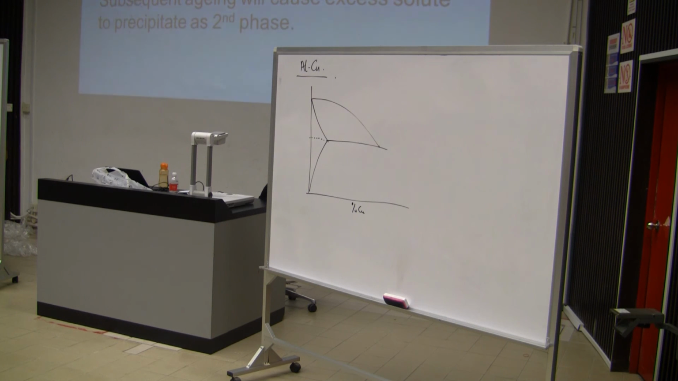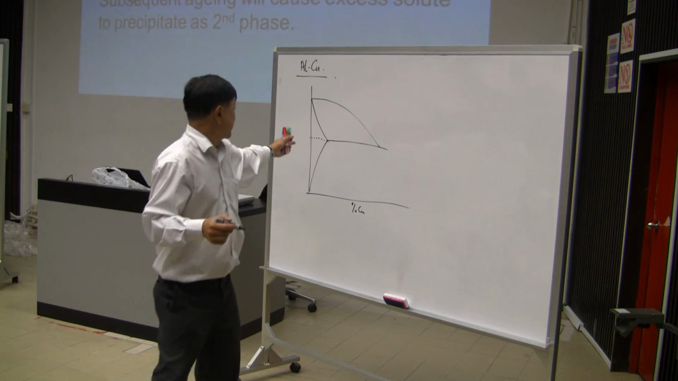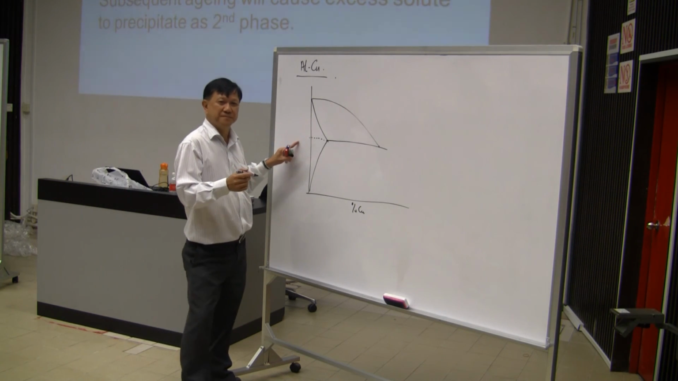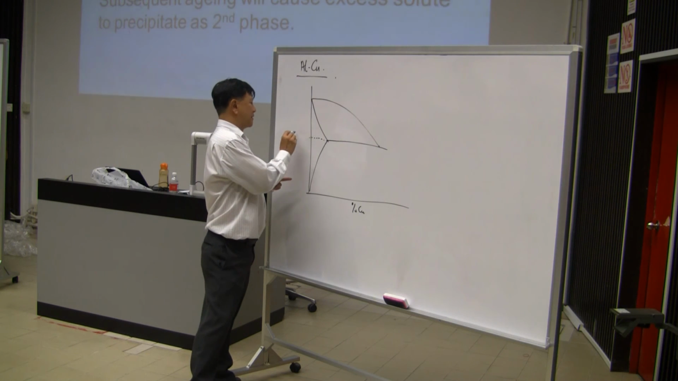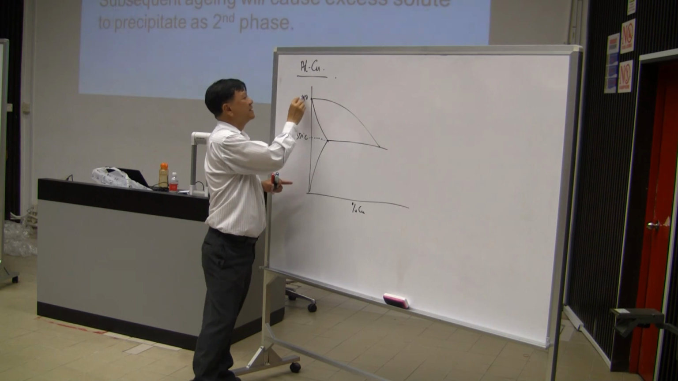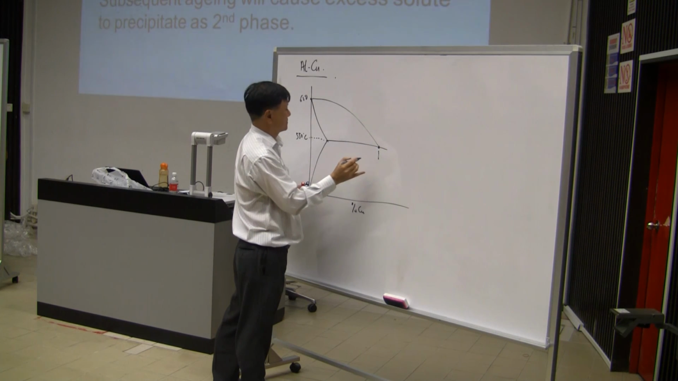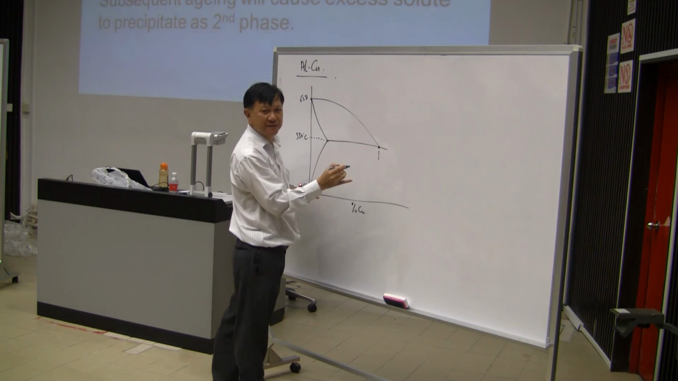Found it already. How much? Roughly? Approximately will do. Which one? The temperature for this part is 550 degrees Celsius. 550 degrees. This point about how much? 650. 650, and this point here? Roughly? How many percent copper?